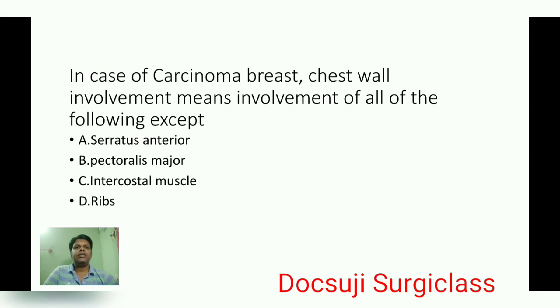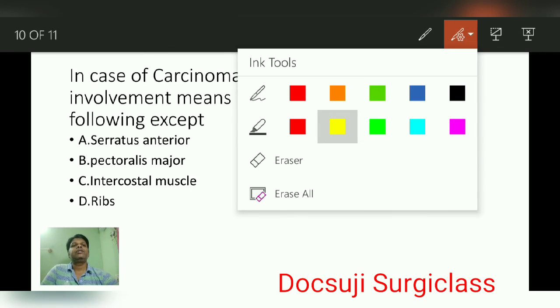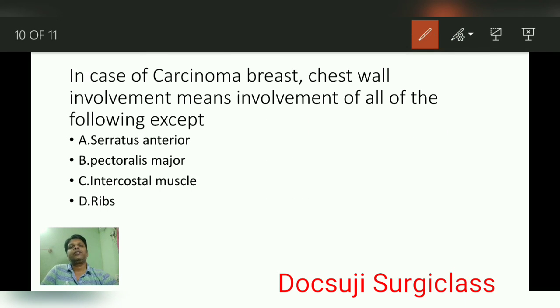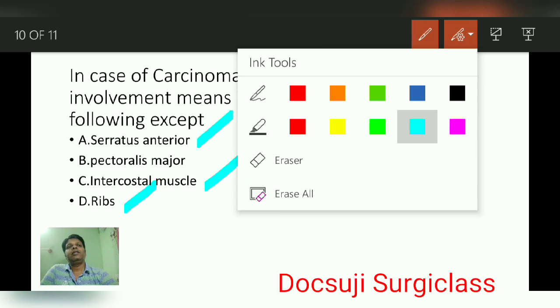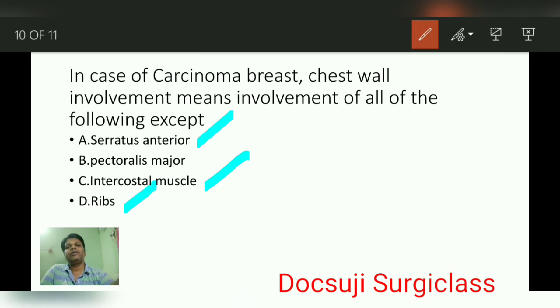This is the second question. In case of carcinoma breast, chest wall involvement means involvement of all the following except. This question we have also discussed just now. I have told three structures: serratus anterior, intercostal muscle, and ribs. These three structures make up the chest wall. It's a straightforward question, and the answer is pectoralis major.